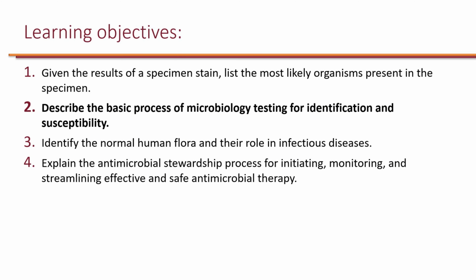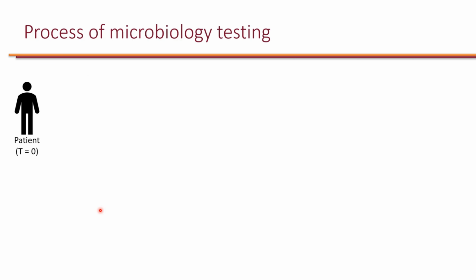Looking at the results of a specimen stain, we listed the most likely organisms present in the specimen. Now let's describe the basic process of microbiology testing for identification and susceptibility. Let's take a look at the process of microbiology testing when a patient who's suspected to have an infection presents. So when a patient presents with symptoms and signs of an infection, we'll call this time 0.